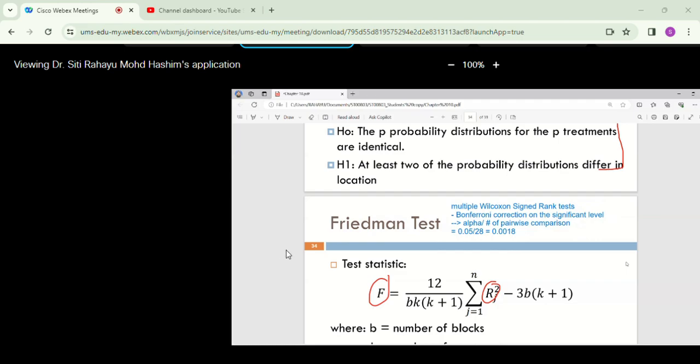Alright. So you need to do the multiple Wilcoxon signed rank test with Bonferroni correction, and then you need to write to me which position gives you a significantly different drip loss.